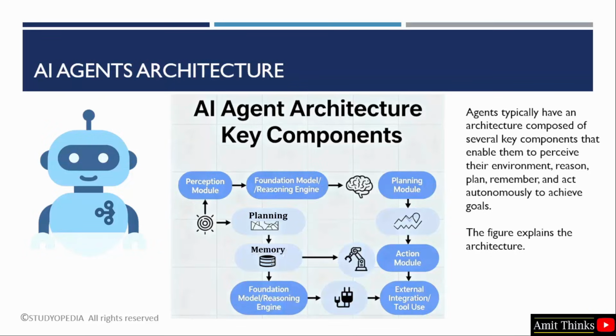So the image displays the architecture. It includes the perception module, which processes raw input from the environment, that is text, image, audio, into structured data. It acts as the sensory system that feeds observations into the agent. The next component is the foundation model, that is the reasoning engine. This interprets input using deep learning and reasoning to generate understanding, and serves as the cognitive core for inference, summarization, and decision support.